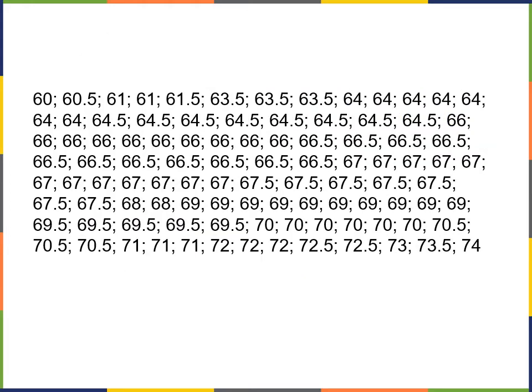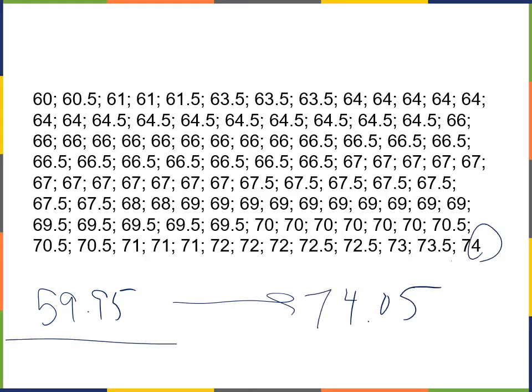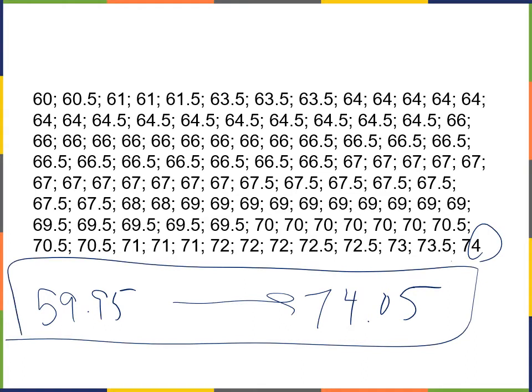Again, here are your data values. Our smallest one is 60, biggest one is 74. So we really want to go from 59.95, and let's go all the way to bigger than this, so 74.05 should be the spread that we're going to go through. All right.